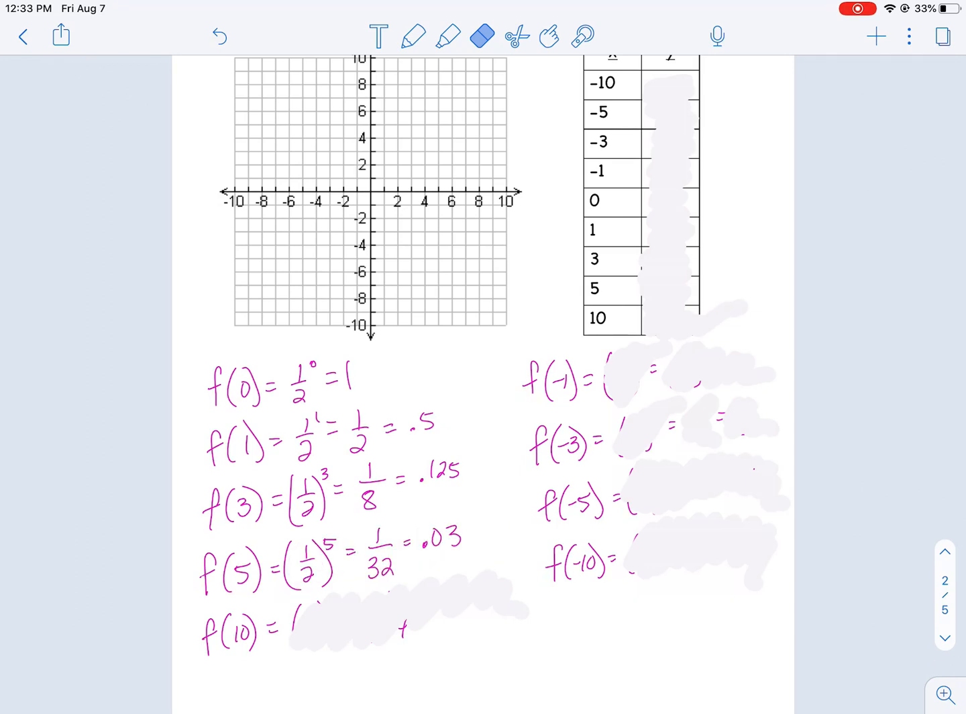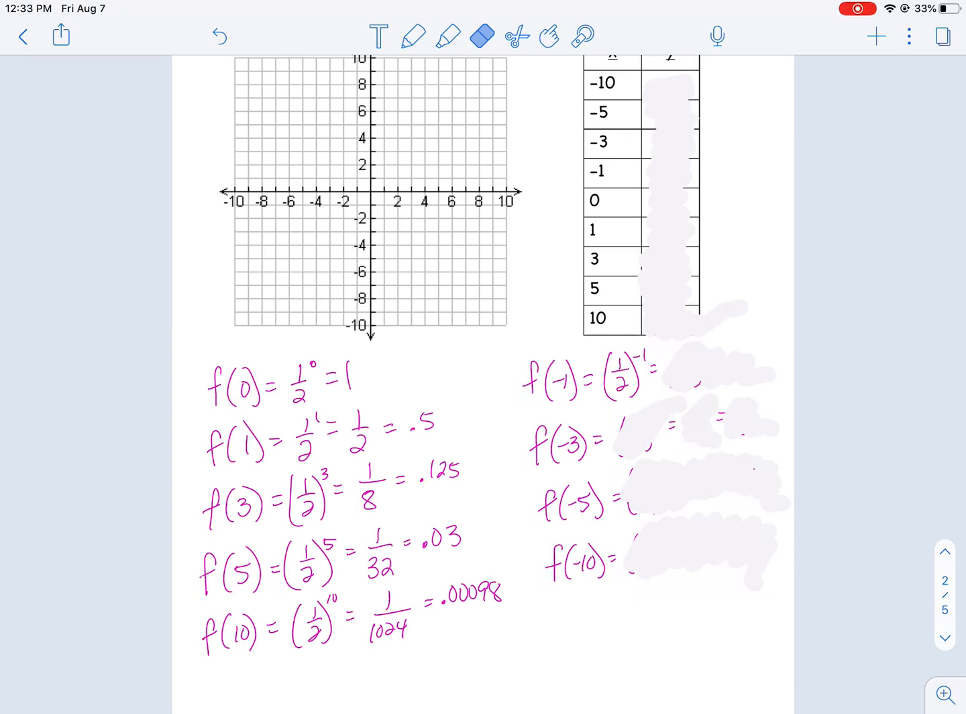If I have 1/2 to the 5th power, that's really 1 over 32 or 0.03. And 1/2 to the 10th power is really 1 over 1024. That's 0.00098. Those numbers look familiar, don't they? All right, let's look at what happens when we go in the negatives.